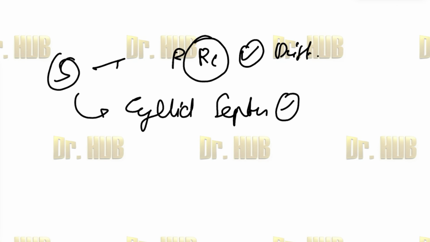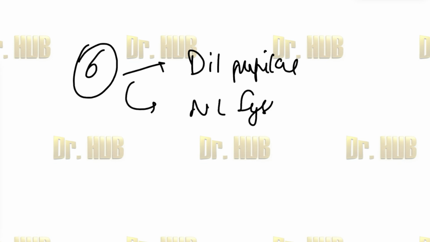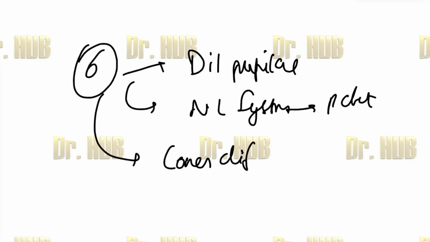Now let's look at month 6. Month 6 is differentiation of the dilator pupillae. There is also presence of the nasolacrimal system, which becomes patent. And there is also cone differentiation. Next, we move on to the 7th month.